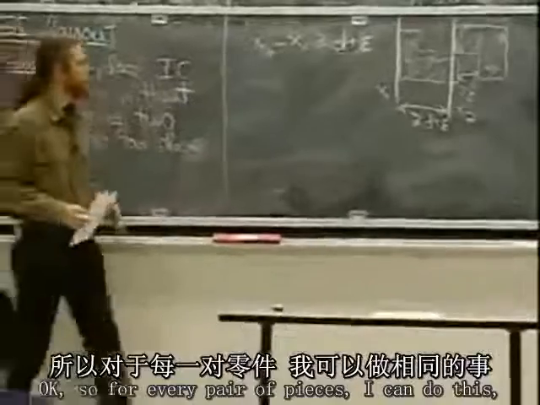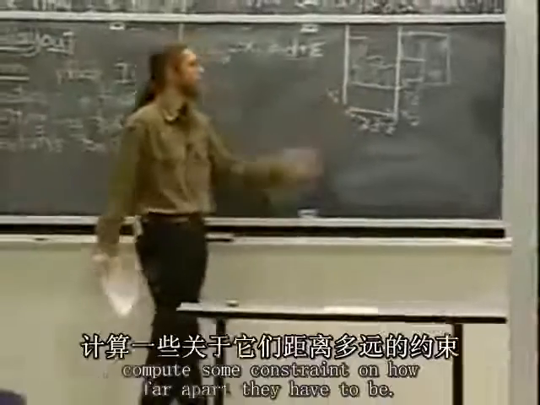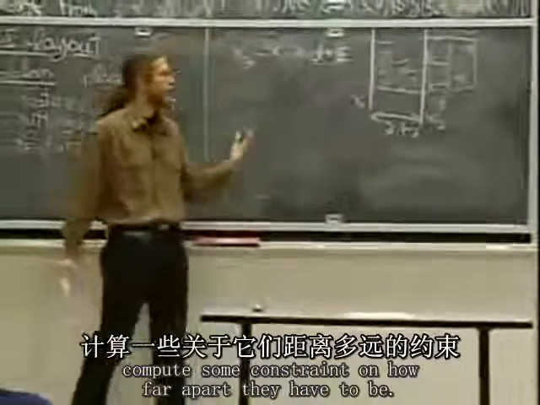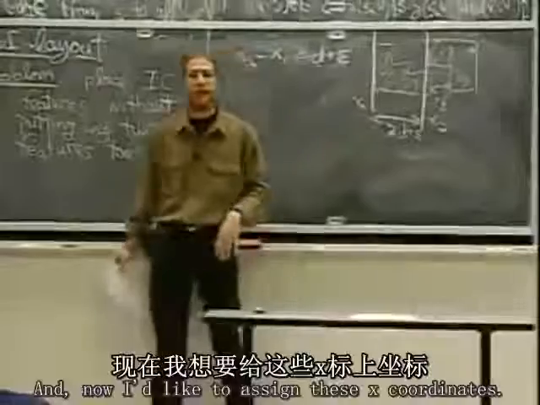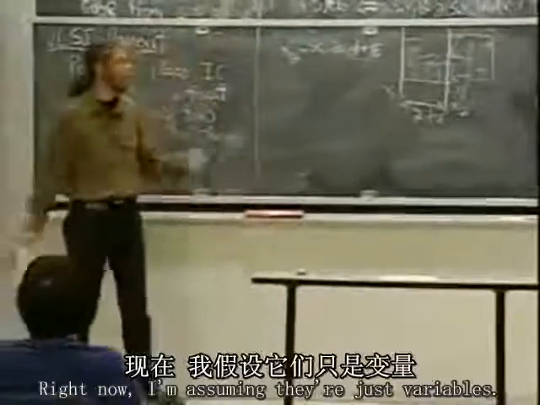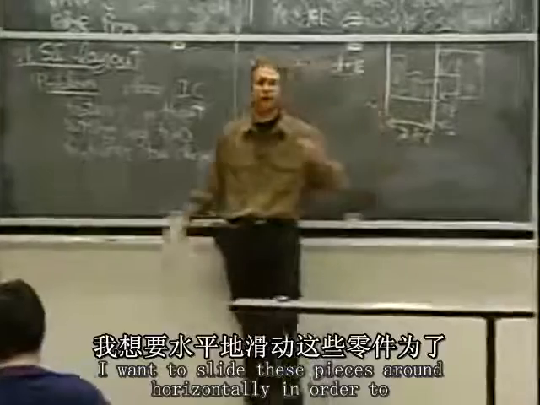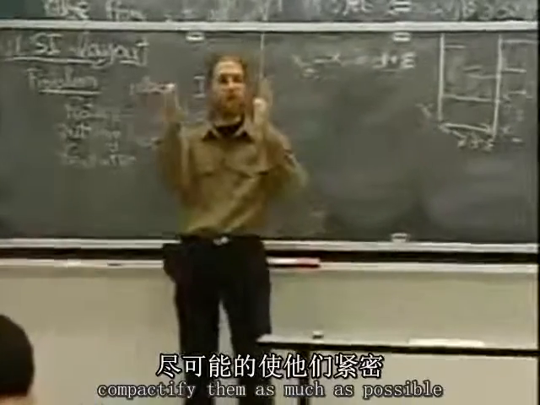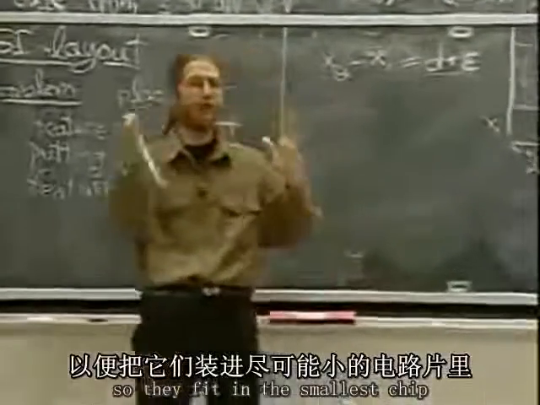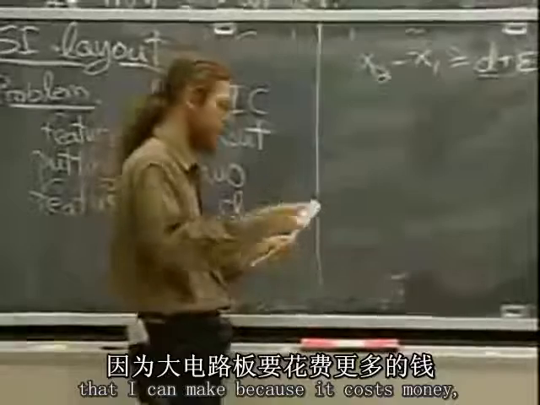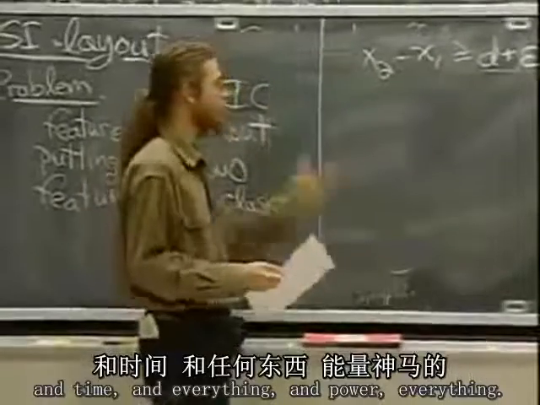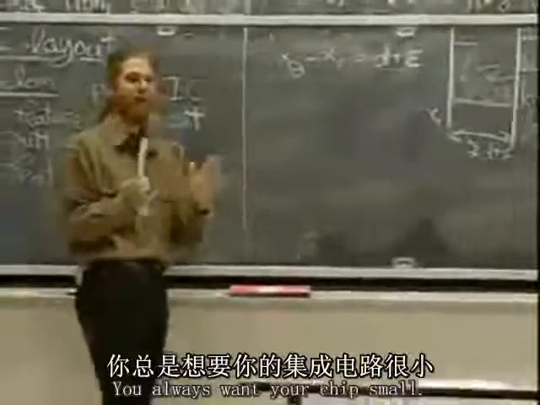Okay, so for every pair of pieces I can do this, compute some constraint on how far apart they have to be. And now I'd like to assign these x-coordinates. Right now I'm assuming they're just variables. I want to slide these pieces around horizontally in order to compactify them as much as possible so they fit in the smallest chip that I can make. Because it costs money and time and power and everything. You always want your chips small.